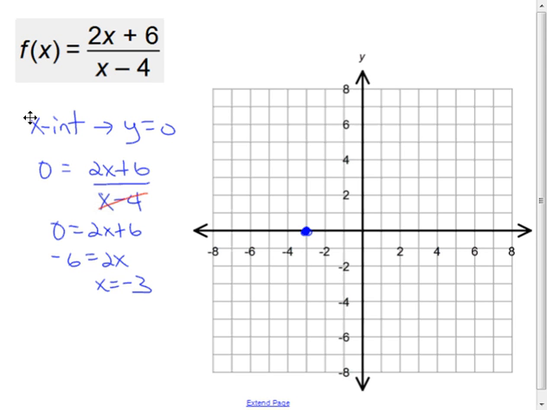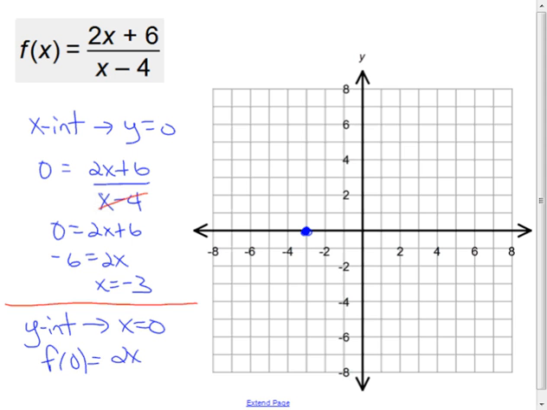Okay? Now I'm going to do the y-intercept. And sometimes it's easier to do than the x-intercept, because with the x-intercept you're kind of working backwards. But for the y-intercept, when x equals 0, it's pretty easy to plug in 0. Okay, so we'll do f at 0. We get f at 0 equals 2 times 0 plus 6 over 0 minus 4. Again, just plugging into the original function gives me 6 over negative 4, which is negative 1.5. Okay, so that is going to give me a point right here.